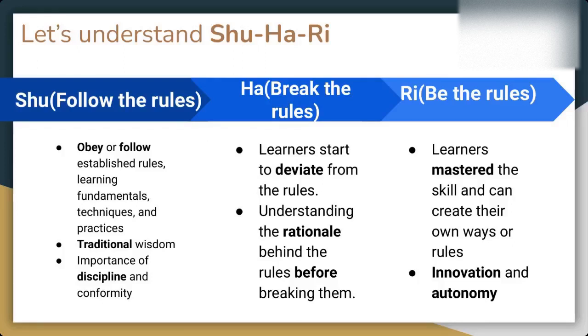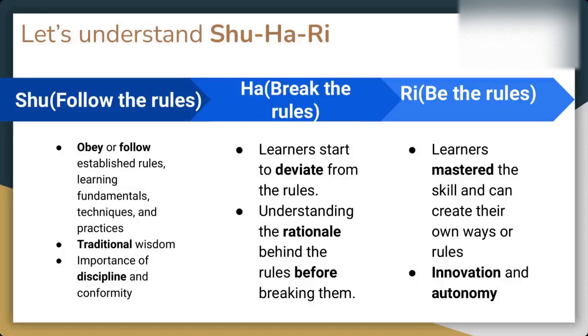The first word here is Shu, which means obey or follow the rules. The second word, Ha, means break the rules or bend the rules. And the third word, Ri, basically means be the rule, or create or make your own rules. The important takeaway here is the sequence in which these three stages appear. So Shu comes first, then Ha, and then Ri.